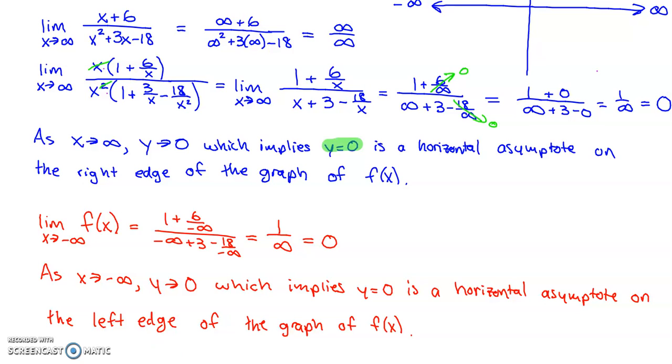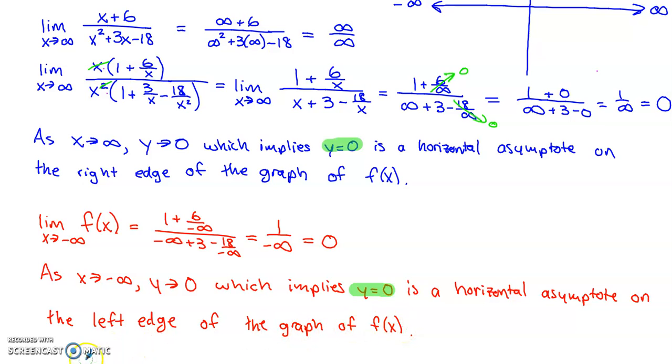Technically, I have a little bit of an omission here. This should be negative infinity in the denominator. My answer doesn't change. 1 divided by negative a billion is still a fractional value that's really, really close to 0. So what this limit tells us is that as we go to the left edge of our graph, as x goes to negative infinity, y approaches 0, and that tells us that this asymptote is located on the other edge of the graph as well. So we have a horizontal asymptote of y equals 0 on both edges of the graph.